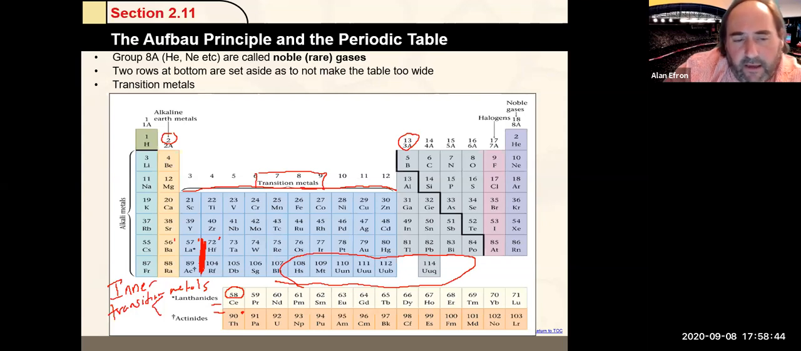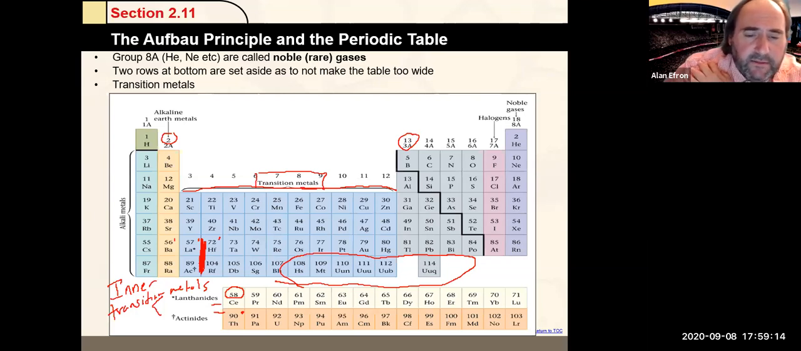Yeah, you will be given a periodic table on exams and quizzes if you need it. The periodic table will be pretty similar to what you see on the screen. It will have the symbol, the atomic number, and the atomic mass. It will not have any names. So hopefully you know most of the names and symbols, but it will be part of the exam. Other questions?